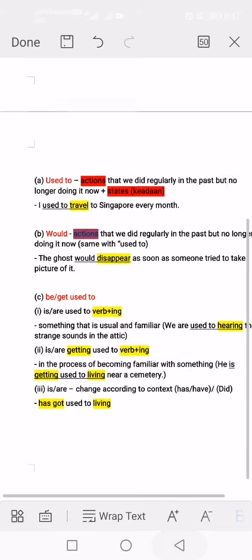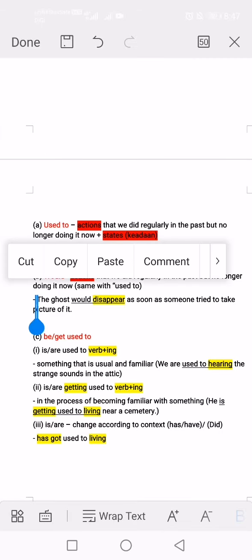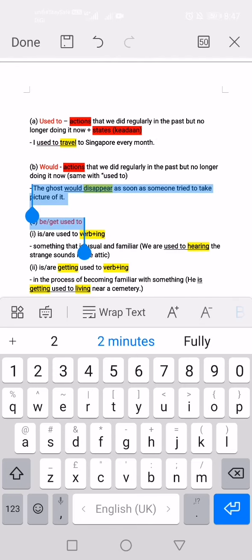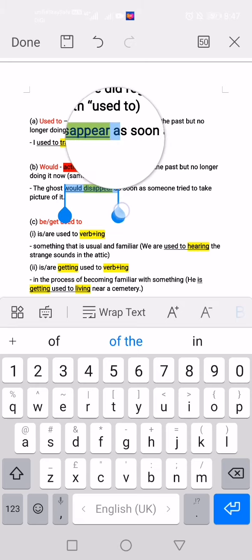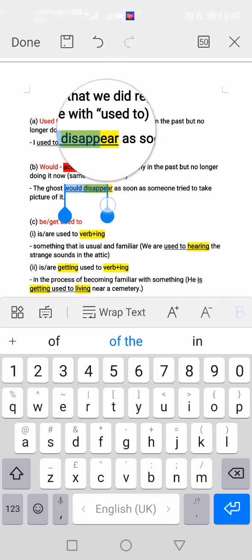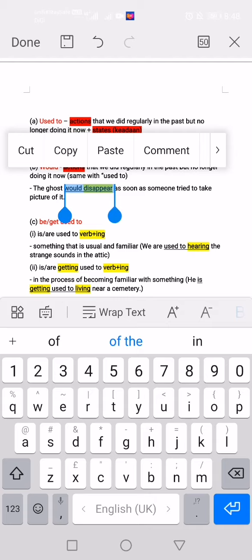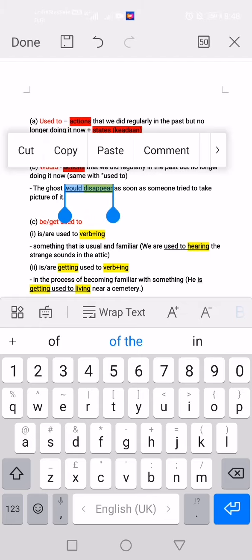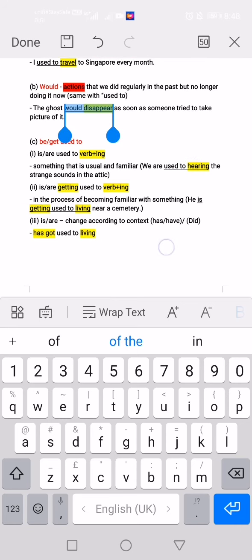Okay, so let's look at the example. Why I write down this example so that it's clearer. The ghost would disappear as soon as someone tried to take the picture of it. So would disappear. 以前曾经发生的，他一拍照他就不见了. Dulu kalau dia ambil gambar itu hantu, dia akan hilang. 现在还在发生吗? Sekarang berlaku ke tidak? No. Okay, so you remember after would, why I highlight disappear? After would, the verb after that must be original.